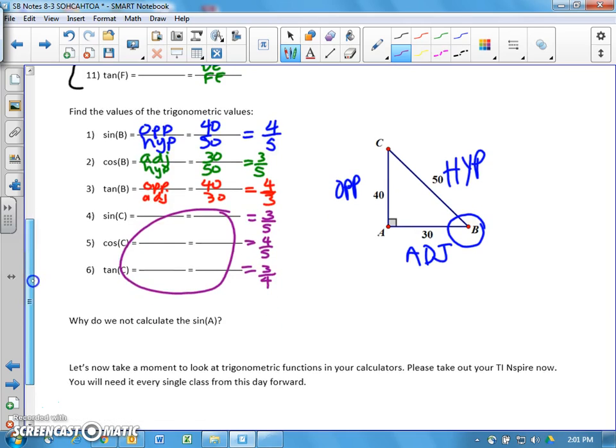So why do we not calculate the sine of angle A? Angle A is our right angle. And we're not going to use SOHCAHTOA for the right angle. We only use it for the two acute angles in the triangle. When you take pre-cal, you will learn memorized values, and you will find out that the sine of angle A, or a 90-degree angle, would be 1.